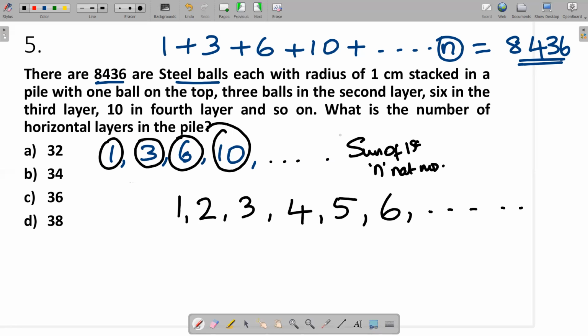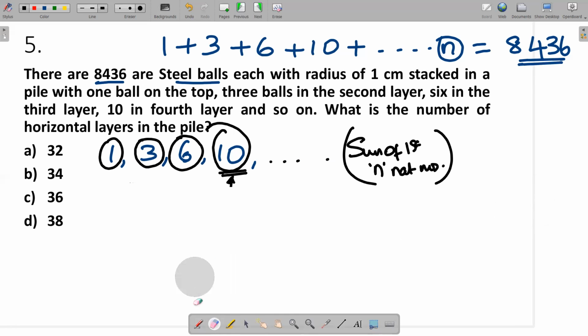Okay. So, as indicated, if you are considering the fourth layer, the number of balls in that fourth layer is nothing but the sum of the first four natural numbers: 1, 2, 3, 4. That's what you see here, right? So for the nth layer, the number of balls will be nothing but the sum of the first n natural numbers. That is the logic here.